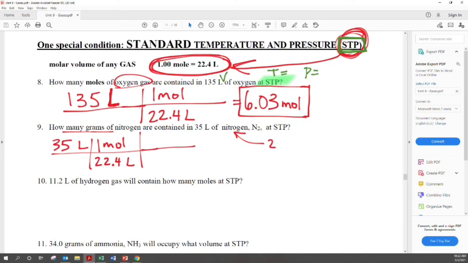Nitrogen, if we check the periodic table, is 28.014 grams per mole. And the 1 mole part of that needs to come down onto the bottom because I have my moles on top here. And then the 28.014 grams will fill in the top. So this is all we need to do here for this problem.